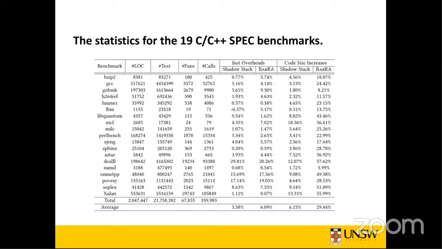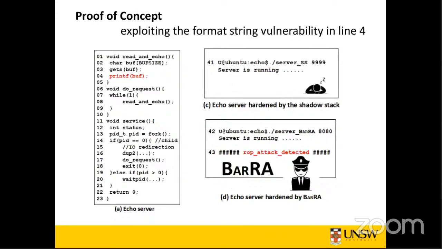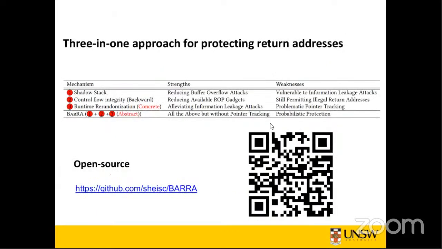Here are the basic statistics of our evaluation on the 19 C or C++ SPEC benchmarks. More details can be seen in our paper. We also give a proof of concept attack, and we compare with the traditional shadow stack. As shown in this slide, our solution can detect the attack. Basically, our solution is a 3-in-1 approach. It combines shadow stack, control flow integrity, and long-time randomization together.